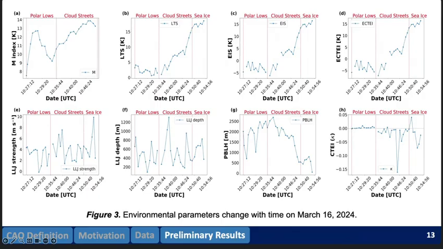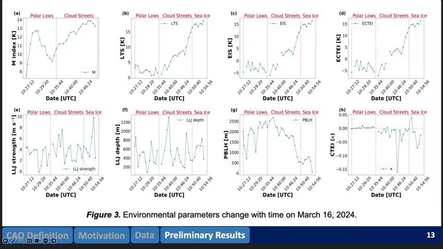Over the sea ice, we don't have the M index because the M index is calculated based on the sea surface temperature, and over the sea ice we don't have the sea surface temperature. For the LTS and the EIS, they have similar trends. Over the sea ice, they have a very stable air mass, very large LTS, and very strong estimated inversion strength.